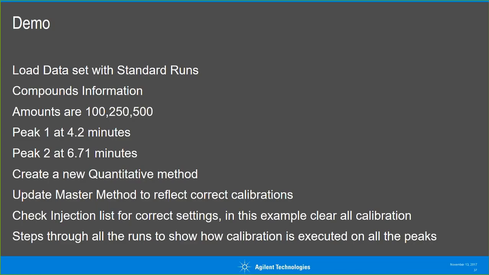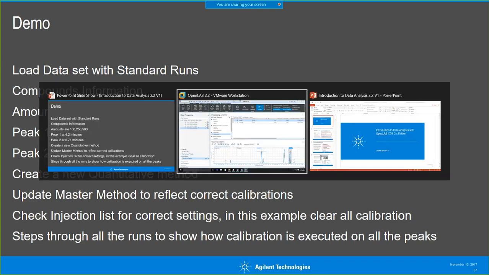So what we're going to do is load some runs that we've already done. I'm going to load up the existing runs, and I'm going to create a new method because I did one with an area percent, but now I want to do one with quantitation so I can do a calibration table. We'll build the calibration table and set some amounts. We've got our 2 peaks. We'll update the master method, and we'll talk a little more about how the master method comes into play. Then we're going to check our injection list because there's a point to remember: you have to go back to your injection list to modify it if it's not correct in your sequence.